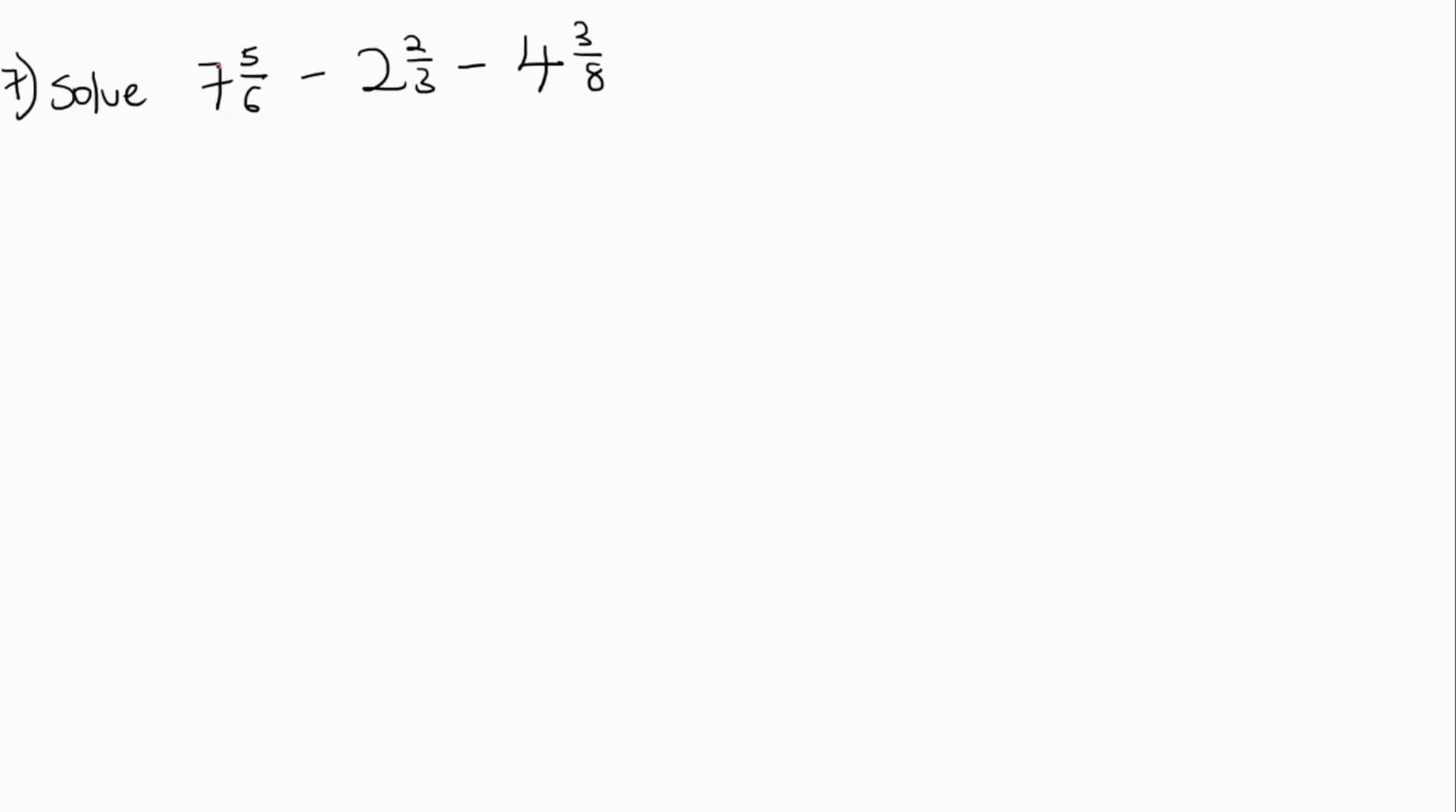We have to solve 7 whole number 5 over 6 minus 2 whole number 2 over 3 minus 4 whole number 3 over 8. So guys, let's simply do this. First thing, we want to convert each to an improper fraction. So we have 7 whole number 5 over 6. Now converting this to an improper fraction, remember the denominator, multiply the whole number, then you add the numerator.